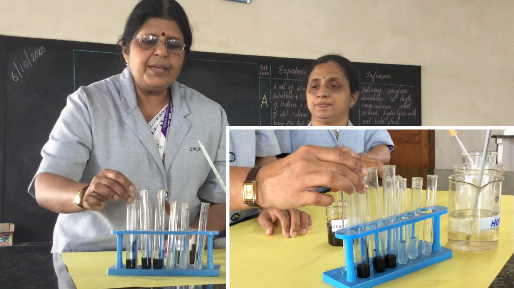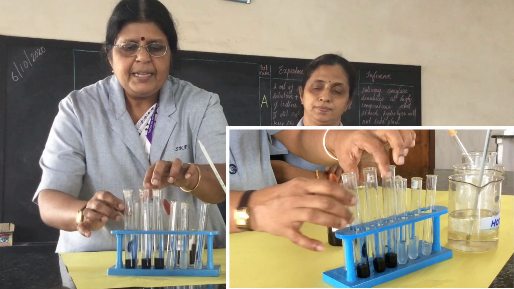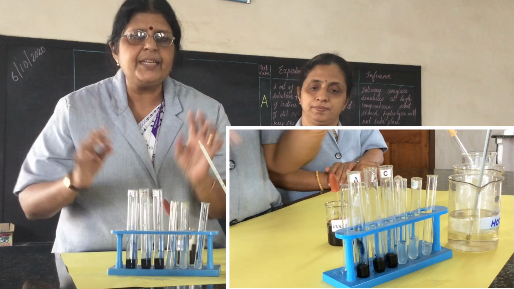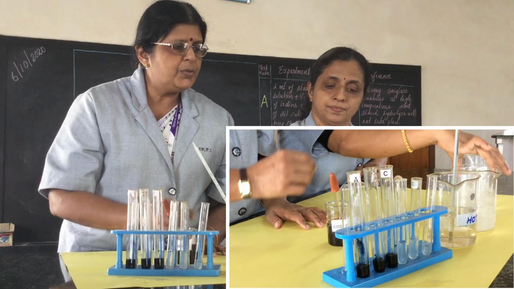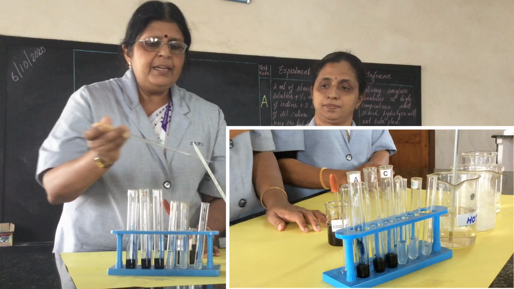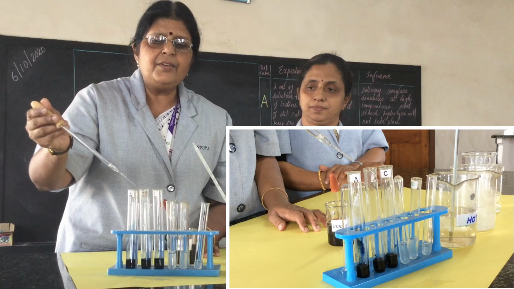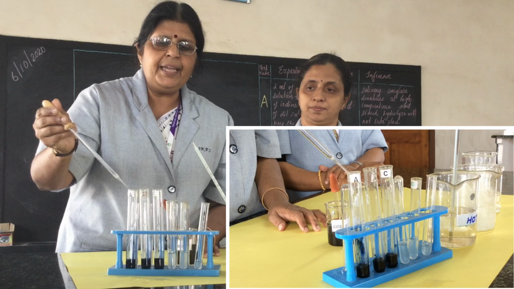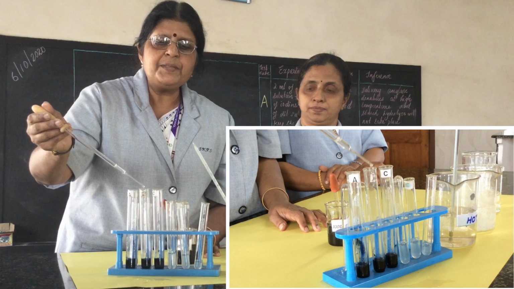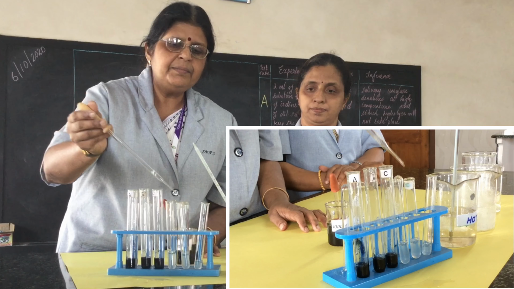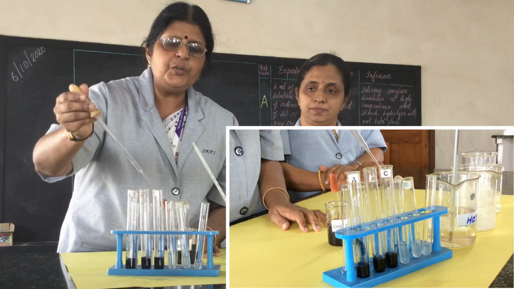So once we have set the 3 test tubes up, A, B and C, now into this, we have to put our diluted saliva. We are putting diluted saliva 8 drops: 8 drops in test tube A, 8 drops in test tube B and 8 drops in test tube C.